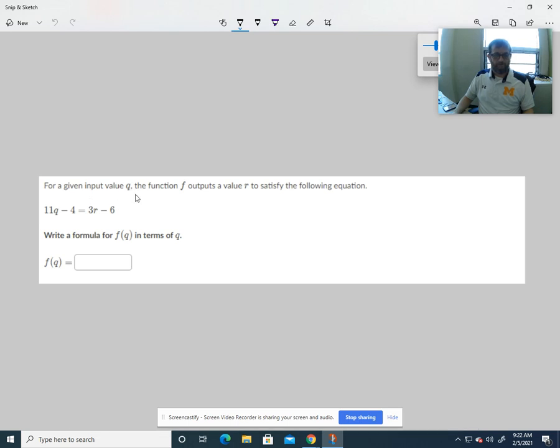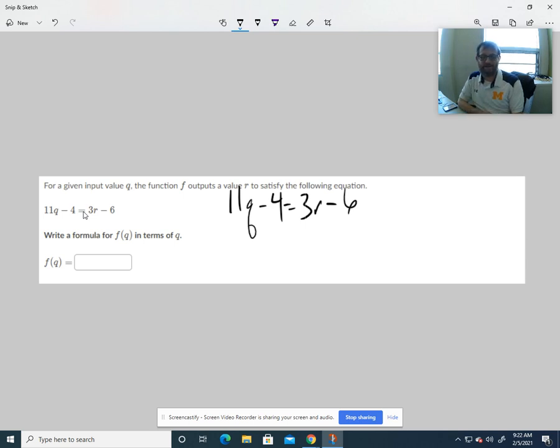For a given input q, the function f outputs a value of r. Write the formula f of q in terms of q. So again, you want to take this function, 11q minus 4 equals 3r minus 6, and you want to get q on the right-hand side with everything else. So now I'm going to get q by itself. You can kind of do it whatever way you want. I'm actually going to choose to flip this around and write it the other way.